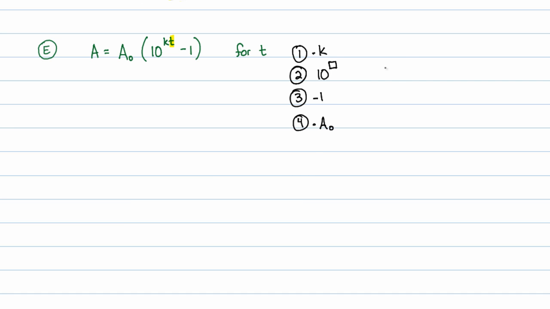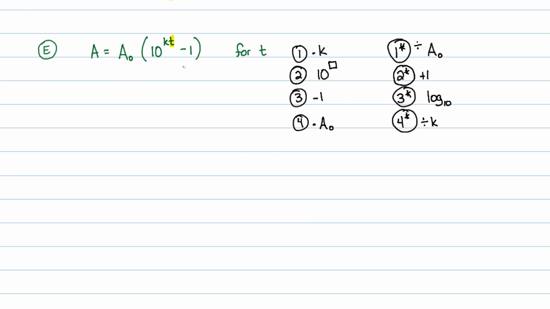So now that helps me build a roadmap. I'm going to untie the stuff that they did. So the first thing I'm going to do is divide by a naught. Second thing I'm going to do is add 1. Third thing I'm going to do is take the logarithm of both sides, base 10. And the fourth thing I'm going to do is divide by k. So let's go ahead and start that.